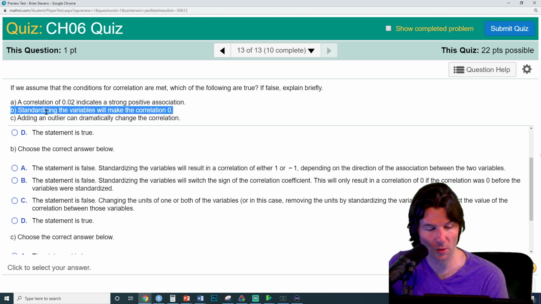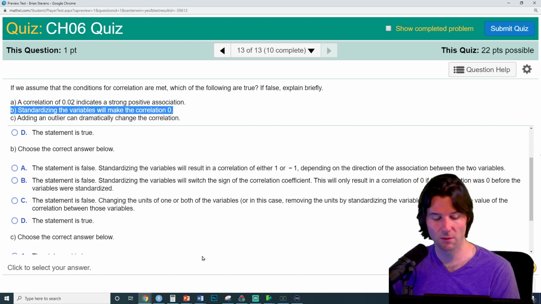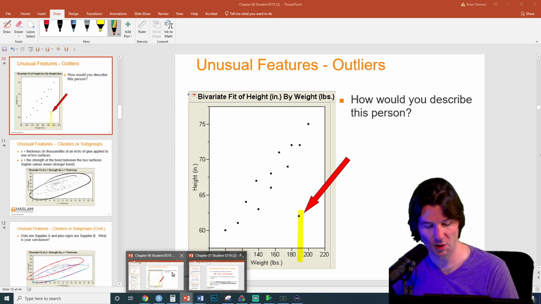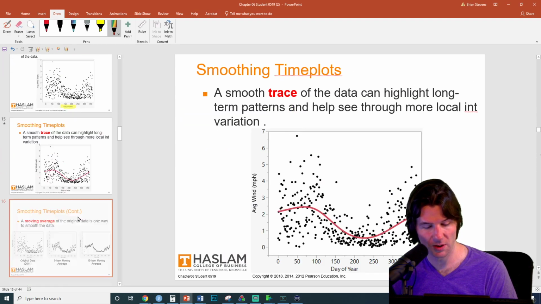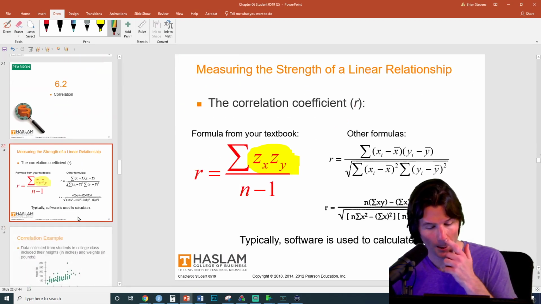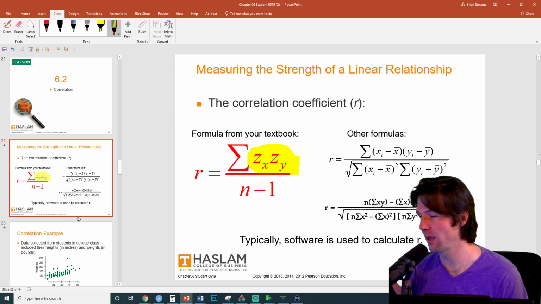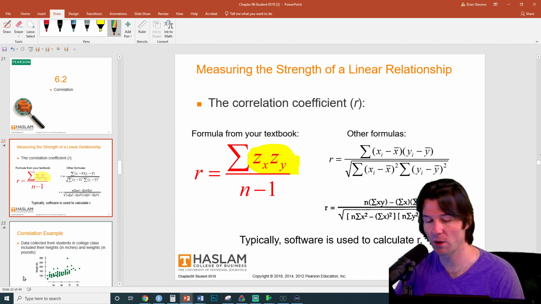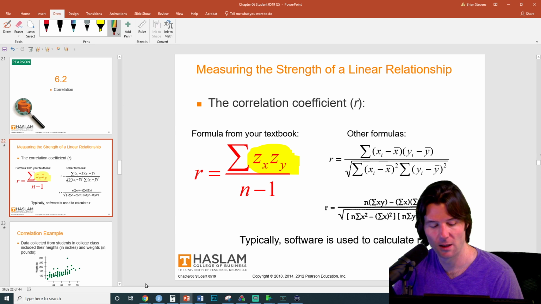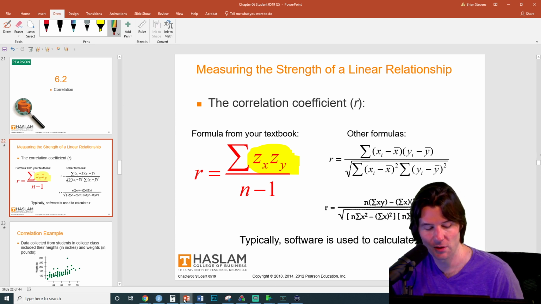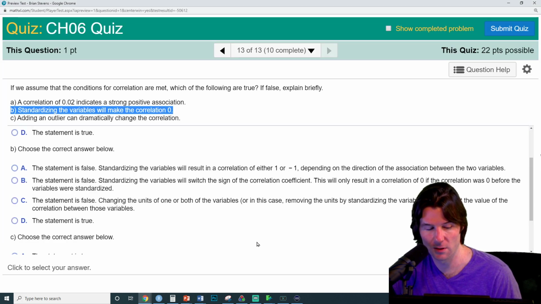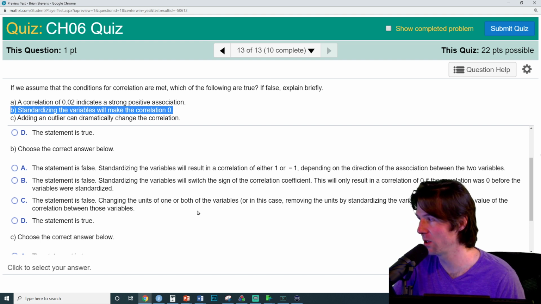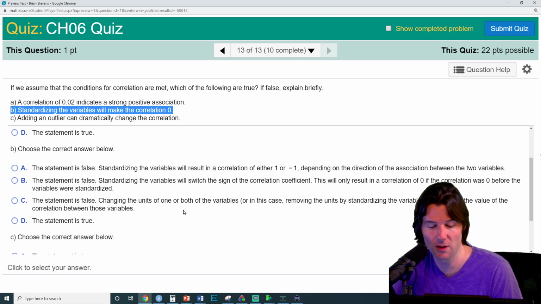Choose the correct answer below. Standardizing the values will make the correlation 0. No. Standardizing the values is what happens when we do correlation, because correlation uses z-scores. So correlation is going to standardize them anyways. It won't change the value of correlation if you standardize them to begin with. The equation does it for you. So standardizing the values, it doesn't care because correlation is unitless. It doesn't care about the units of the problem. So this statement is false.